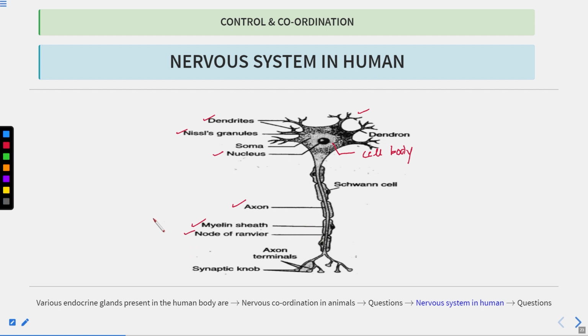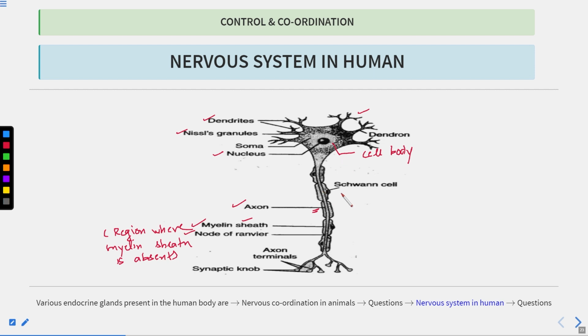What is the node of Ranvier? It is a region where the myelin sheath is absent. This is clear? This region is known as the node of Ranvier. Clear? And what happens? This myelin sheath insulates the axon or the neuron, and this helps in the faster conduction of the nerve impulses.